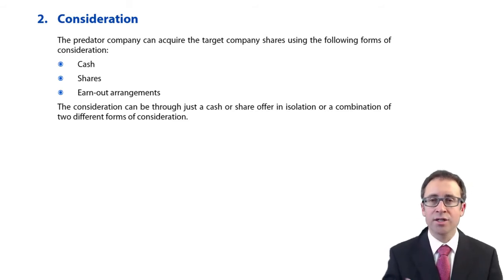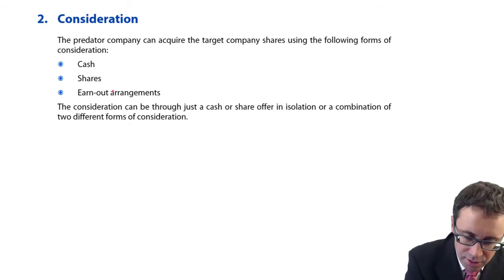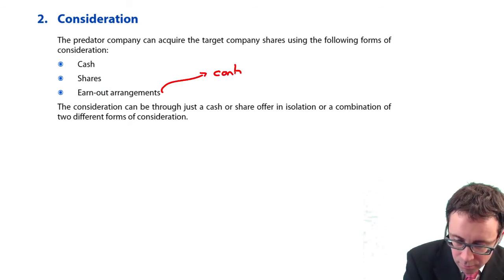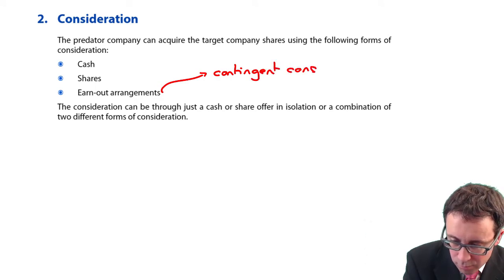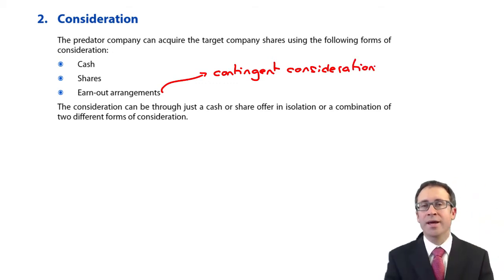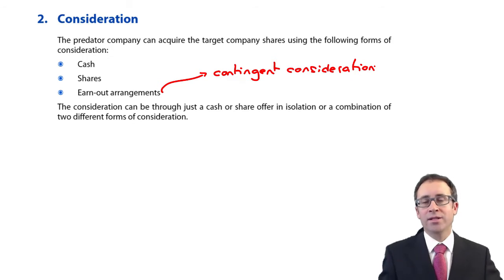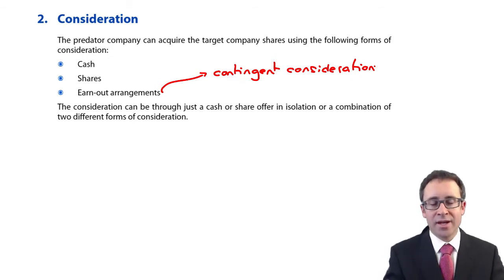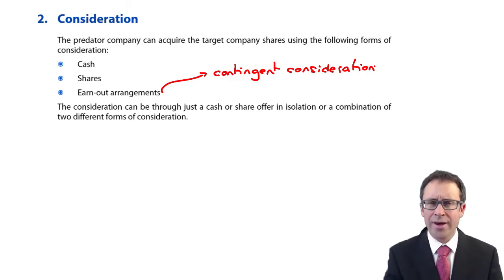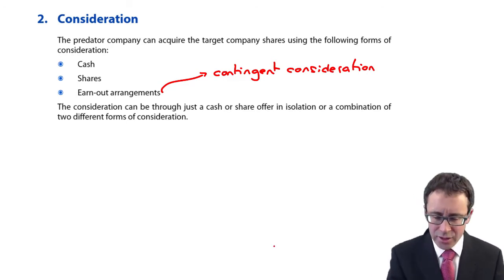Is it with cash, shares, and earn-out arrangements? Earn-out arrangements, to you and I, is your contingent consideration. And we need to think about whether it's better for cash, better for shares, or better as a contingent consideration. Again, don't forget, it's usually a mixture of each, isn't it?